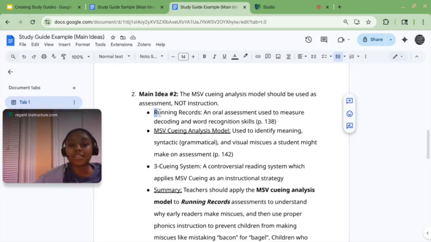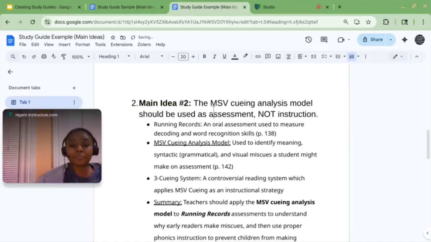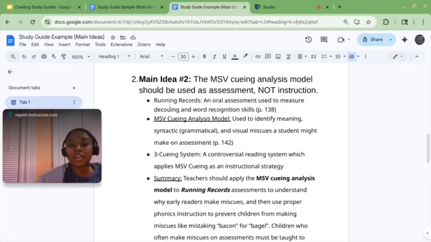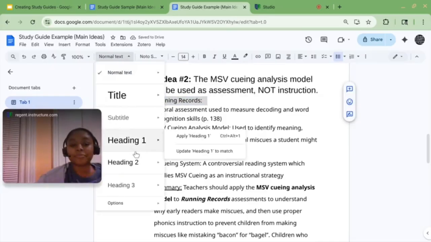So we're going to do the same thing here. Heading 1 for the main section. And you can always change it back to the formatting. I'm not going to do that for the purpose of this walkthrough. I'm just going to focus on putting these where they're supposed to be.